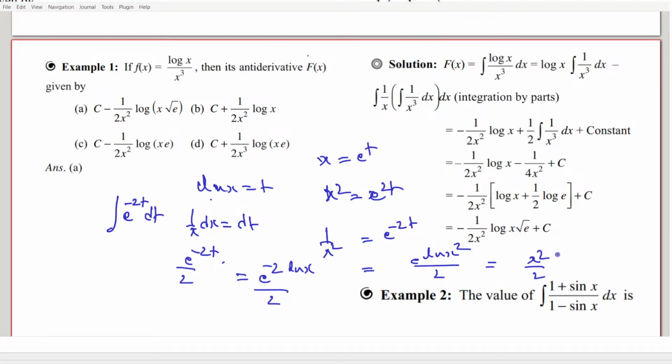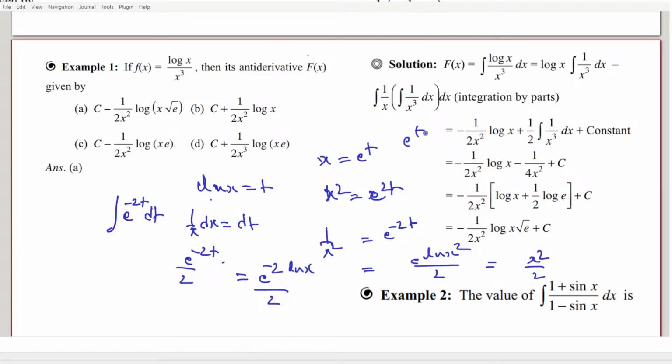I think you missed 1 by x. We have missed 1 by x. I guess, sir. I'm not sure. No, no, see, wait. ln x is also there, no? Yes, yes. Oh, ln x we missed, not 1 by x.